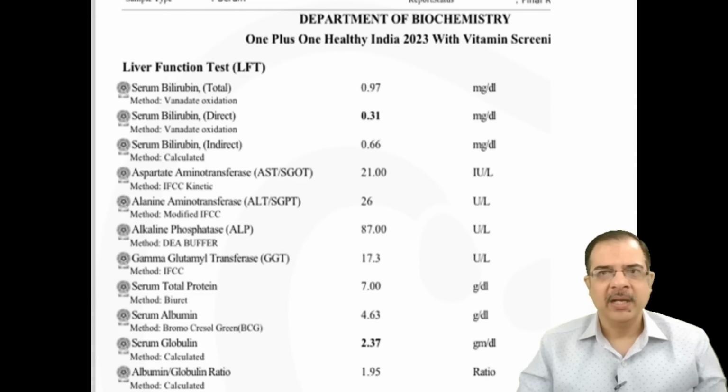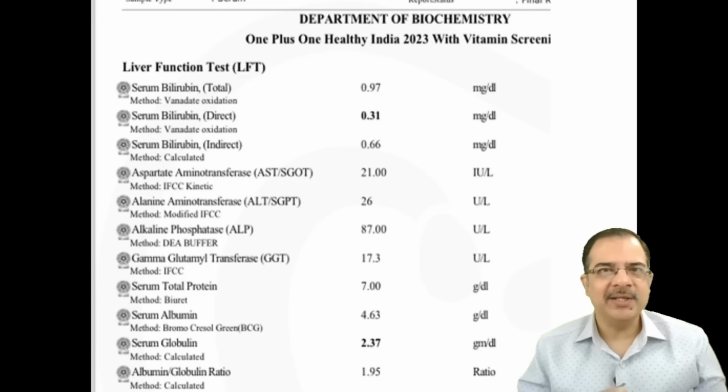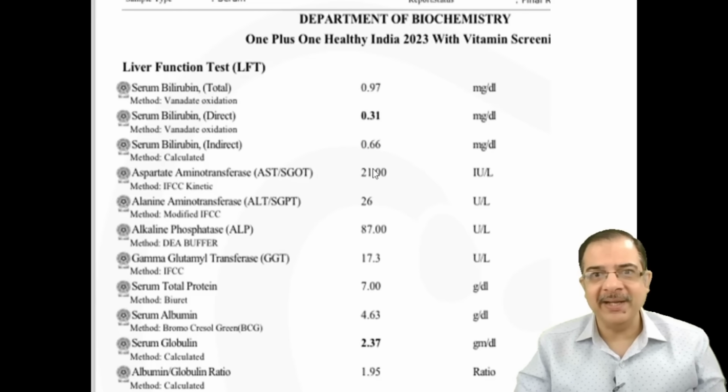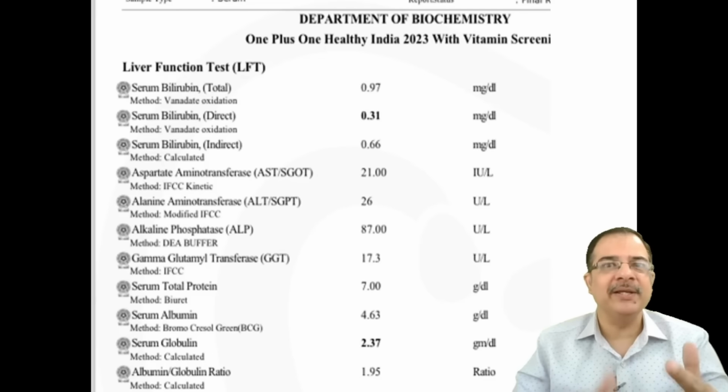Second individual, in this the direct bilirubin you can see is 0.31. Total bilirubin is given as 0.97. So the direct bilirubin is 30% of the total bilirubin. So it is a case of direct hyperbilirubinemia. But if you can see, the indirect absolute value is 0.66. It is more than the direct one. But in evaluation of direct and indirect, we take the percentage of total.